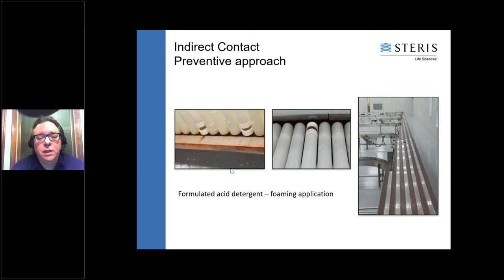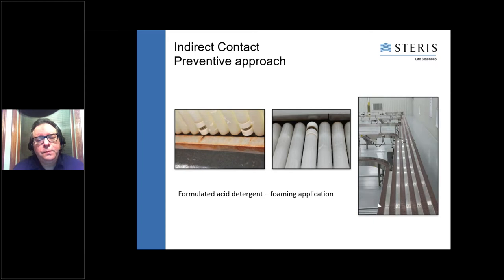Okay, next slide. Now, we've also seen companies using foaming acid detergents. So this is the conveyor belts. We see some rouge, some corrosion in your image to the left. And then we have treatment with a foaming type acid product, and then either a non-abrasive scrub or wipe, and then rinse it off. And again, this is generally done on a periodic basis to maintain that surface.